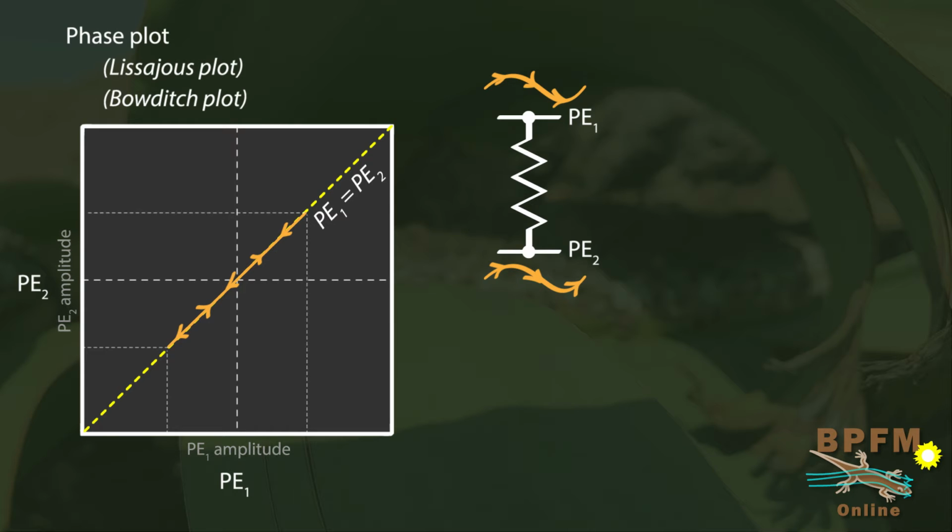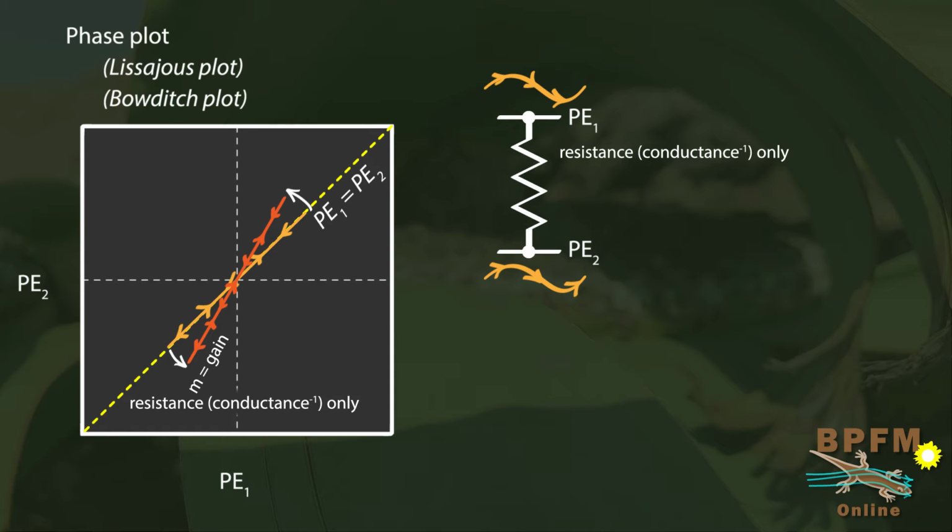In some circumstances, the line may be rotated about its central point. The slope indicates the gain. In this graph, now PE2 is amplified with respect to PE1. Its gain is greater than 1. This is the phase plot for a circuit limited by resistance only. No matter what the gain, the phase plot is always a straight line.